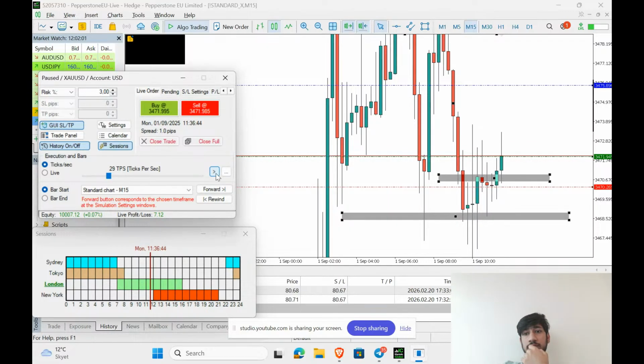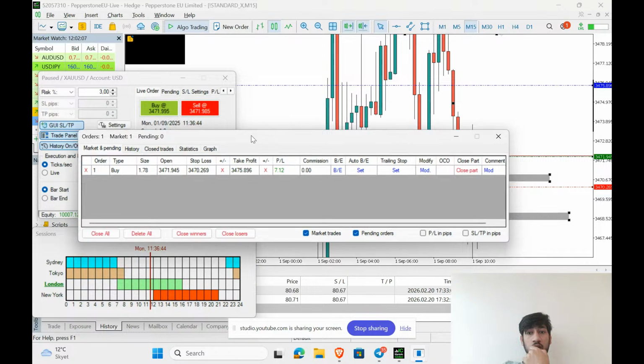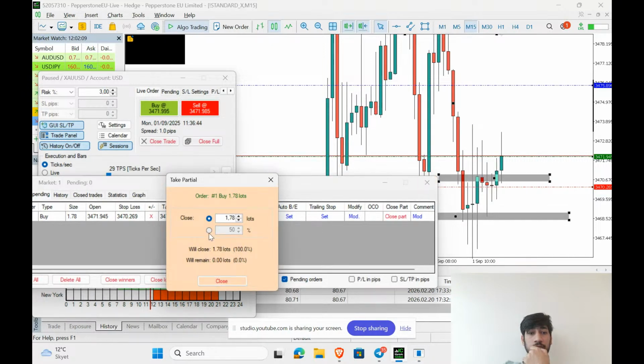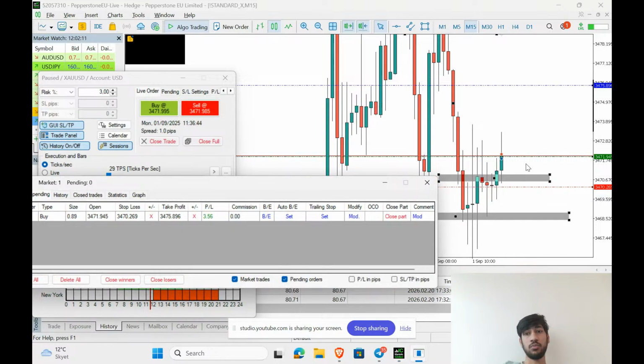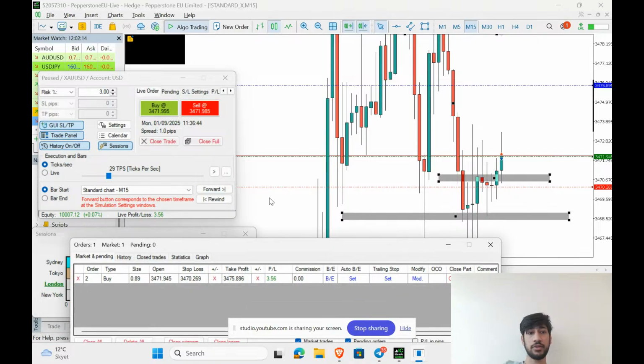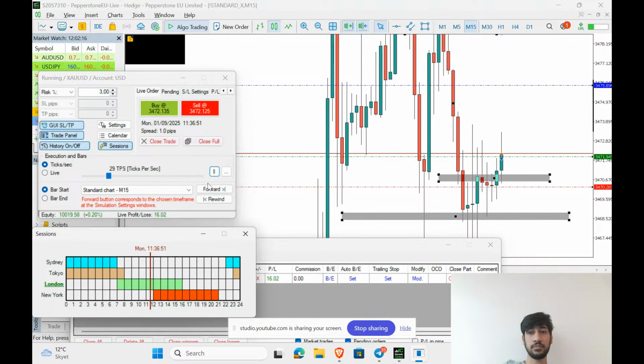As it's rejecting, and I don't know if it will go up or down, I'm willing to close 50% because it went up, came back to my entry point. So, yeah, just gotta manage risk.